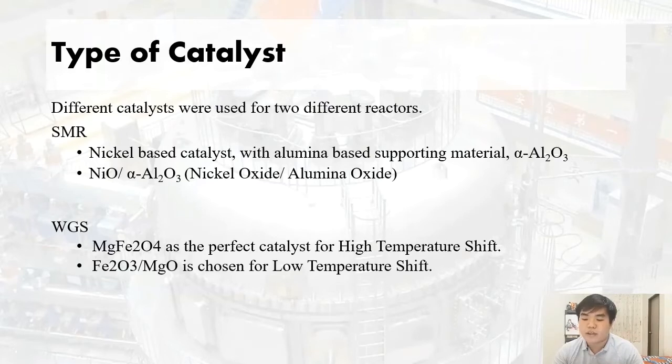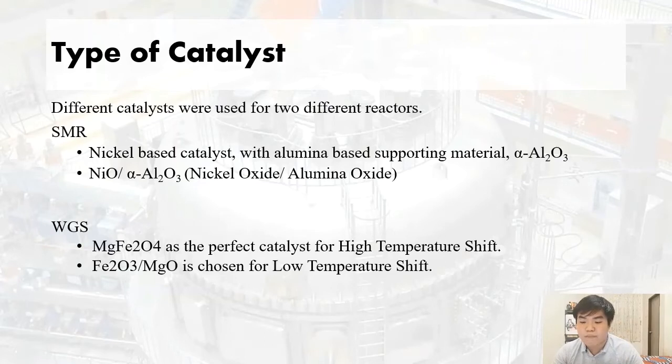Actually, there are also other noble metals that are active for steam reforming, but these materials are generally too expensive to be used in conventional industry. In a nutshell, a nickel-based catalyst with aluminum oxide as a supporting material is the best choice of catalyst for this reactor.